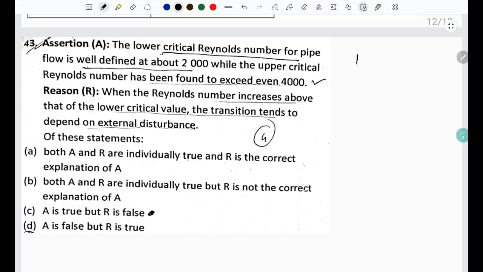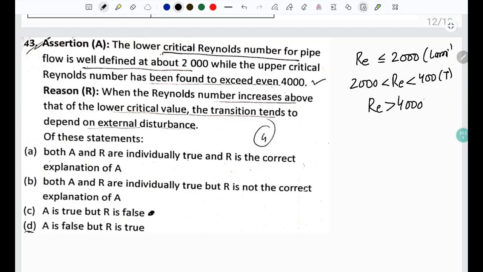So we know that for Reynolds number up to or less than 2000 we have laminar flow. In between 2000 to 4000 we have a transition flow, and above 4000 we have turbulent flow. What the question was saying is that the lower critical number for pipe flow is well defined at 2000, while the upper critical number has been found to exceed even 4000.